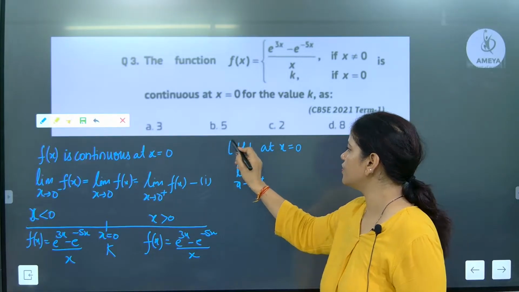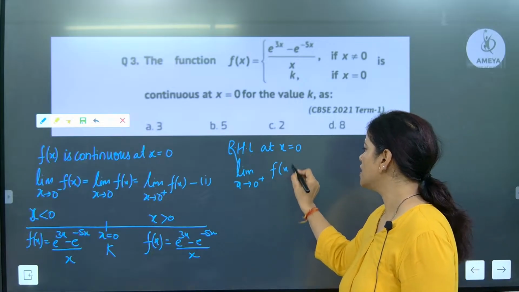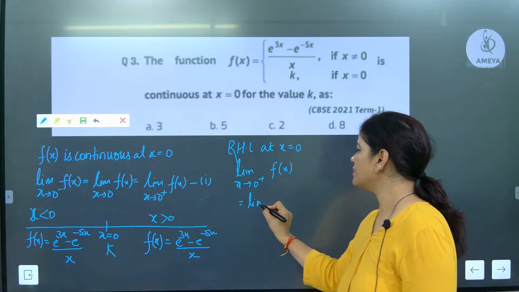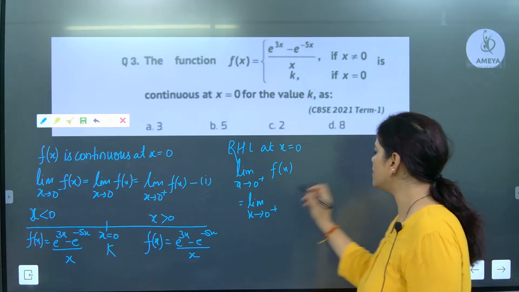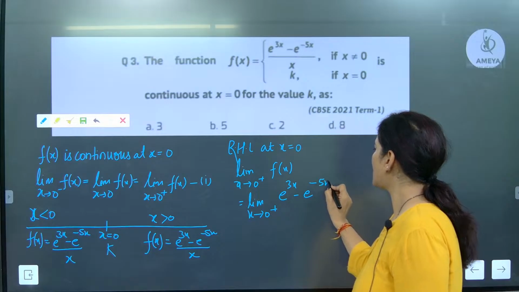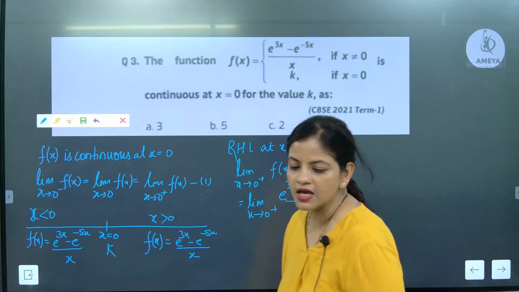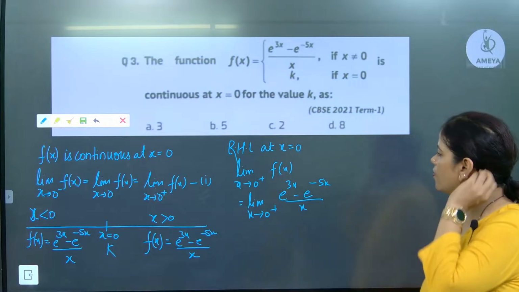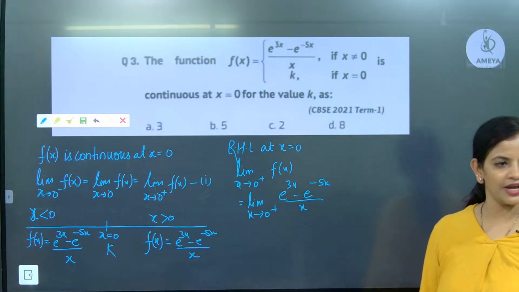Okay, RHL, the right-hand limit at x equal to 0 plus f of x. So now here, what will it become? Limit x tends to 0 plus, what is the value, beta? (e to the power 3x minus e to the power minus 5x) by x is given. Now come on, tell me beta, what can we do here? e to the power 3x minus e to the power minus 5x.